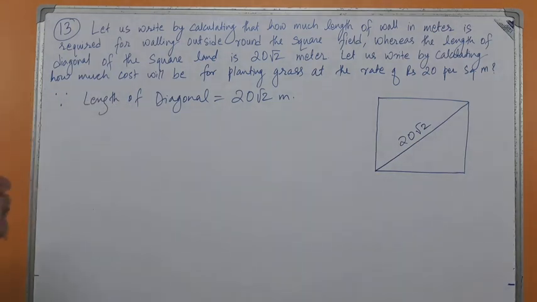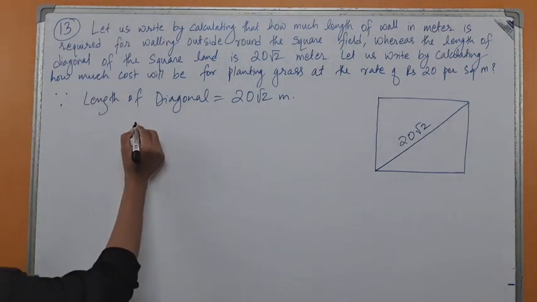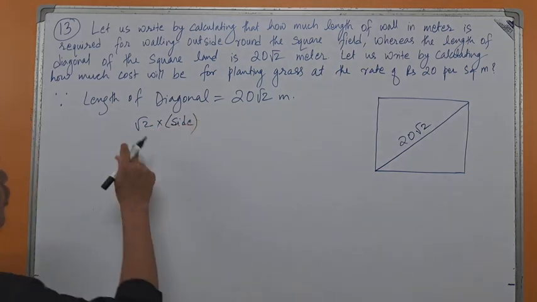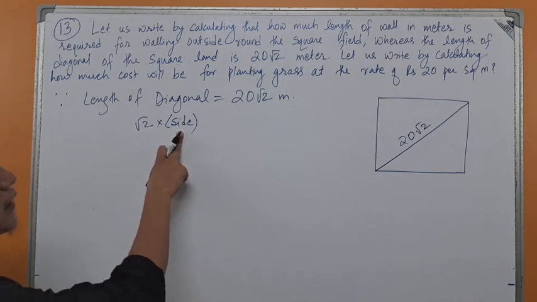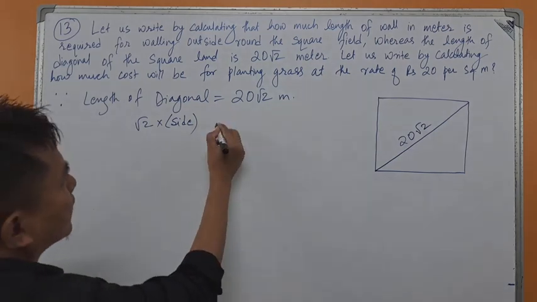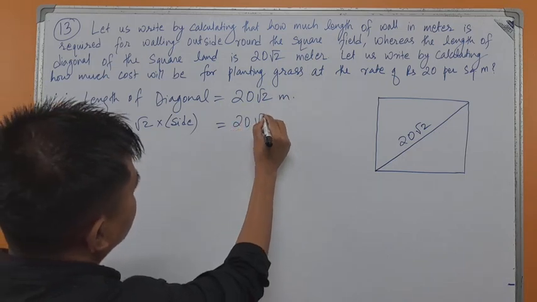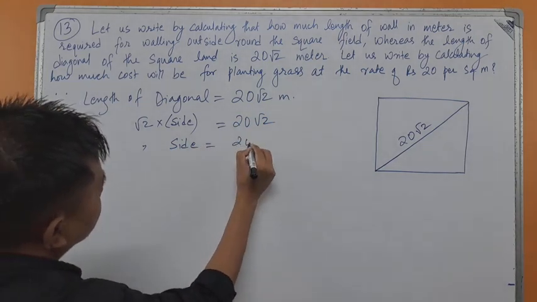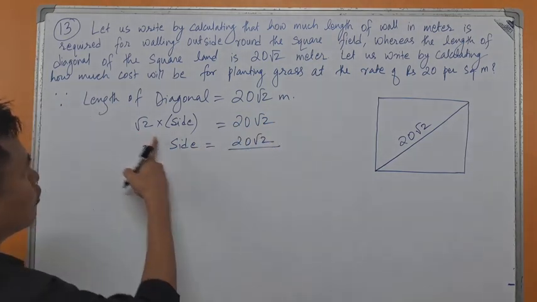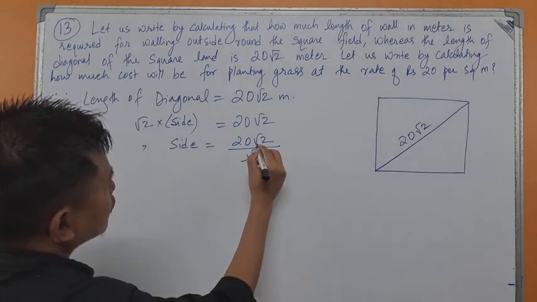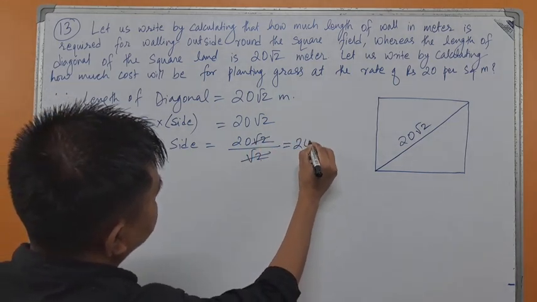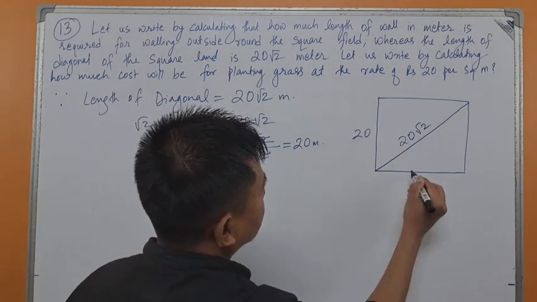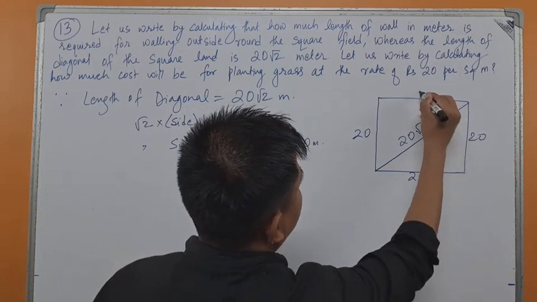So what is the formula for length of diagonal of square? Root 2 into side, isn't it? Root 2 into side of a square gives us the diagonal of square. Diagonal of square is 20 root 2. Or we have side equal to 20 root 2 upon root 2, root 2 cancels out, so 20 meter. So we got each side of this square as 20 meter. This is 20, this is 20, this is 20, and this is also 20.